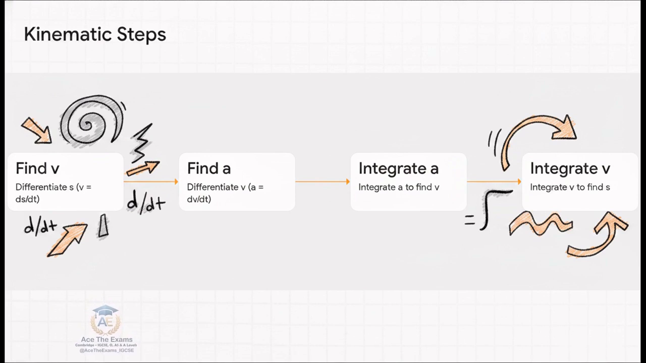To find acceleration, you just differentiate again, so a equals dv by dt, which is also the second derivative of displacement. But what if you need to move backward? Well, then you integrate. You integrate acceleration to find velocity, and you integrate velocity to find displacement. This whole forward and backward calculus engine, that is exactly how you break out of the examiner's trap.